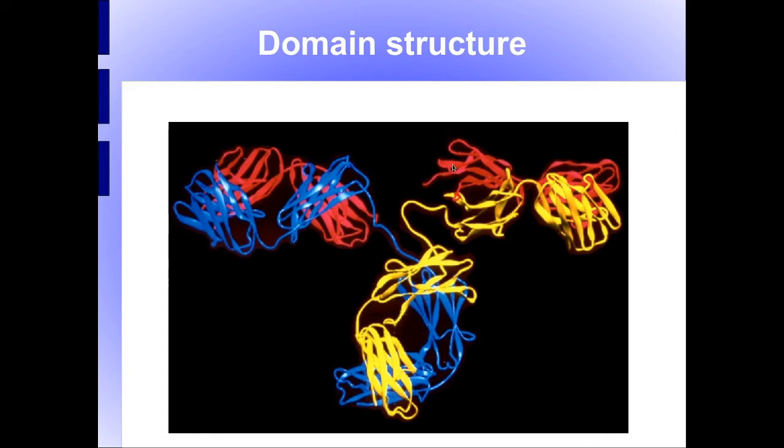This bit at the end is the bit that we're really interested in, because these are the variable domains that give us this huge amount of variation that allows us to bind to different antigens. Whereas this end is the constant region, which allows the antibody to interact with the rest of the immune system and trigger downstream effects. Depending on what we want our antibody-based drug to do, we might want to make mutations in this region to switch off those effects or to enhance them further.